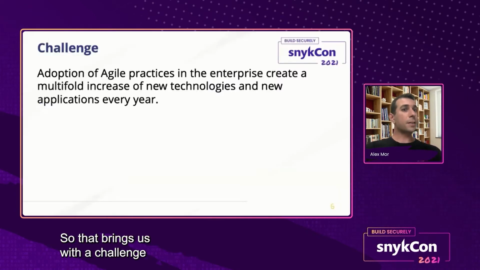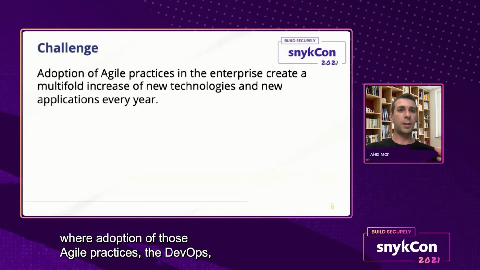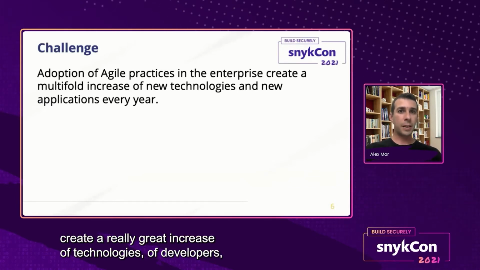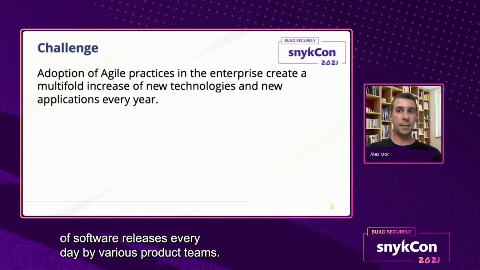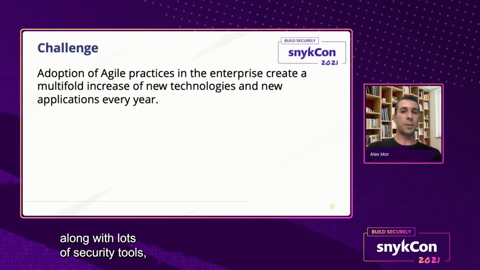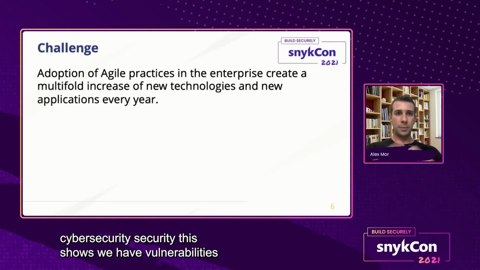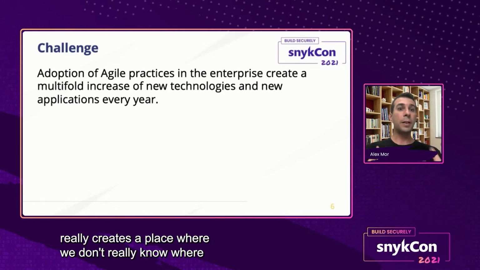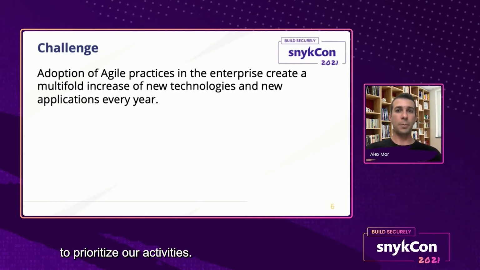So that brings us with a challenge where adoption of those agile practices, the DevOps, the DevSecOps, the speed, actually creates a really great increase of technologies, of developers, of software releases, every day by various product teams. Having that shortage of application security personnel, along with lots of cybersecurity tools that show we have vulnerabilities, creates a place where we don't really know where to prioritize our activities.